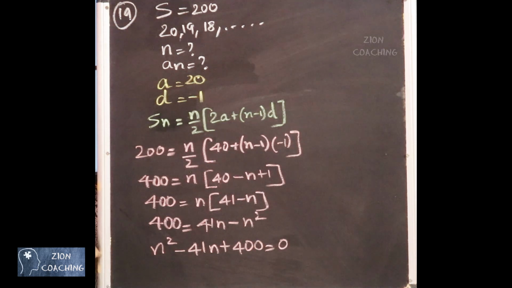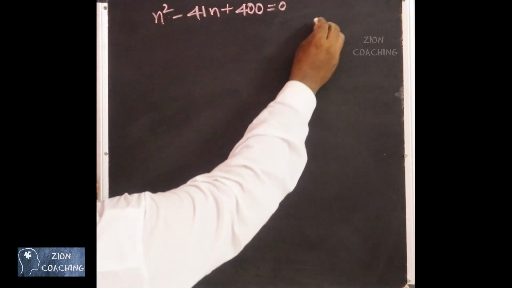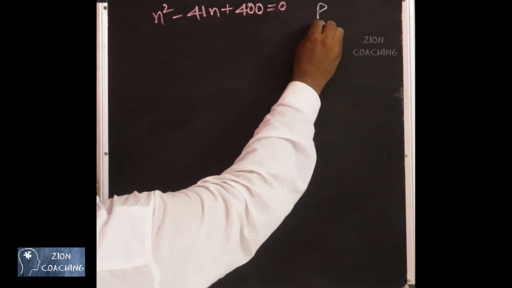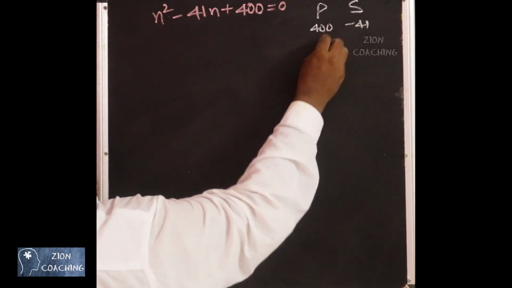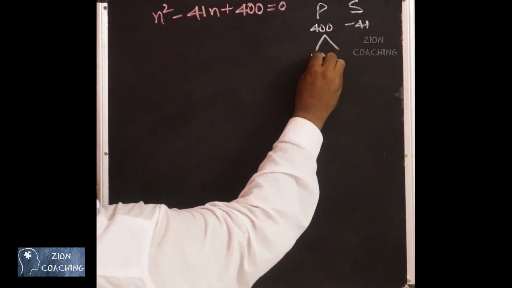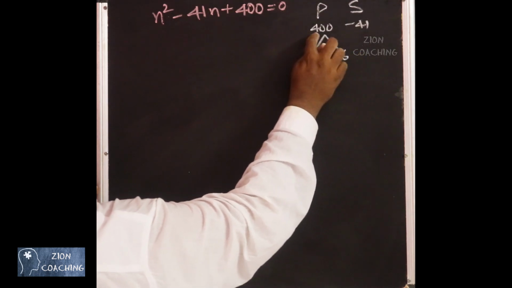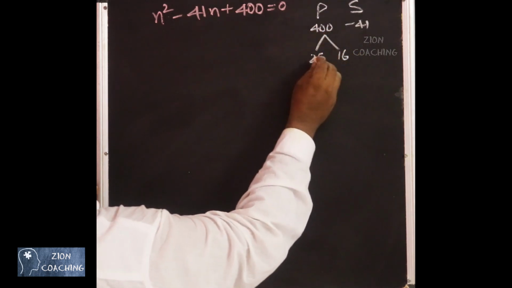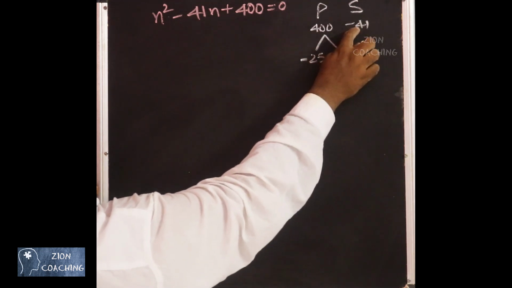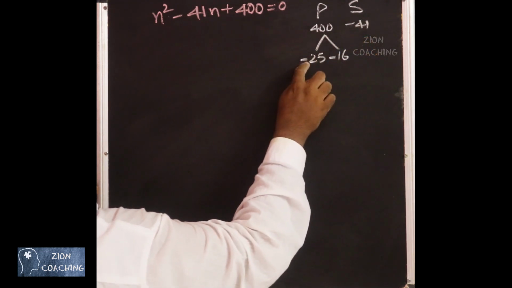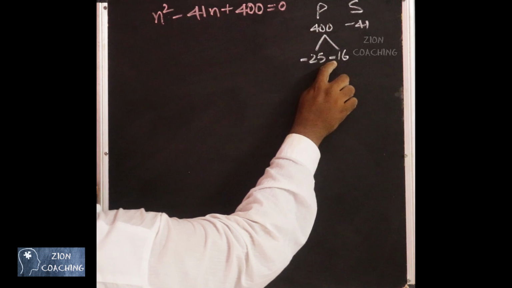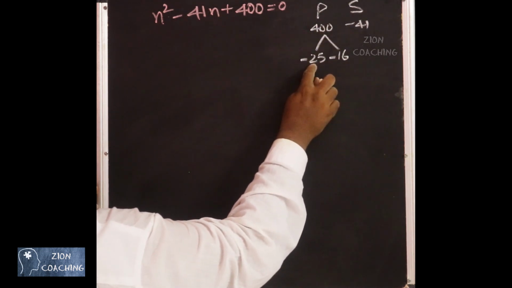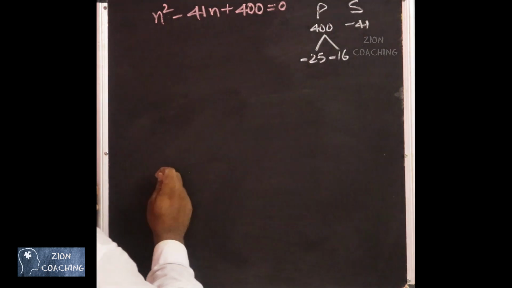Now to find the value of n, we are going to factorize this quadratic polynomial. We are going to split the middle term. Your product term is 400, sum term is minus 41. Now you consider 25 and 16. Since the product is positive and the sum is negative, both are going to be negative. So minus 25 into minus 16 will be 400, and minus 25 plus minus 16 will be minus 41.